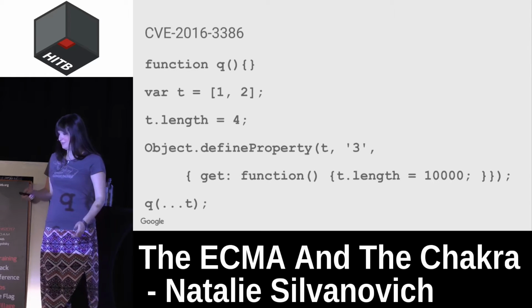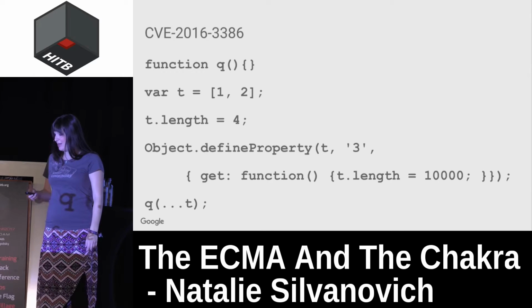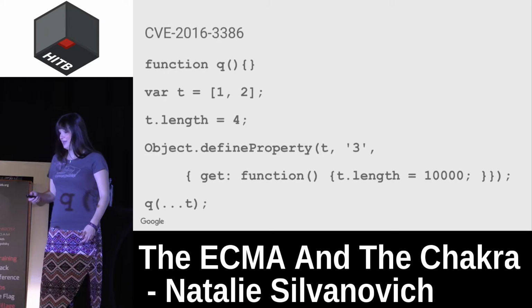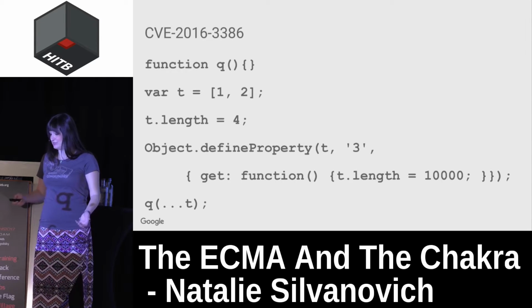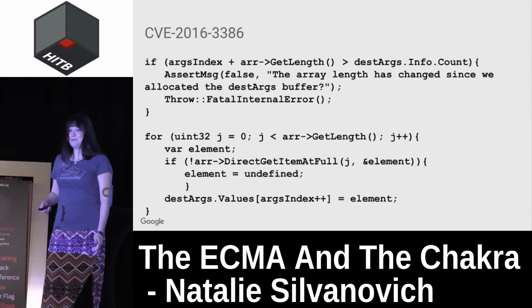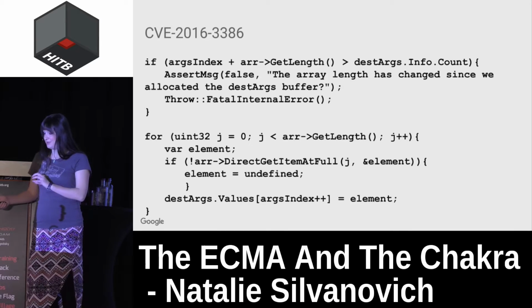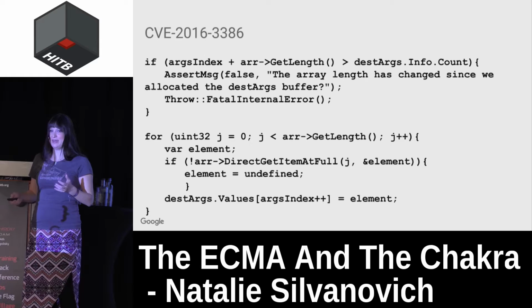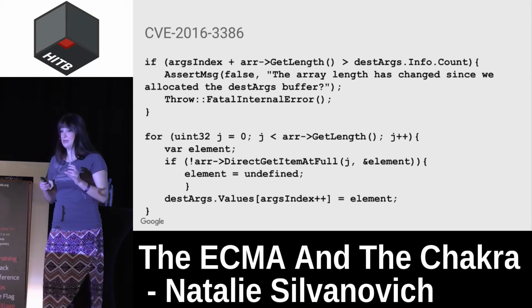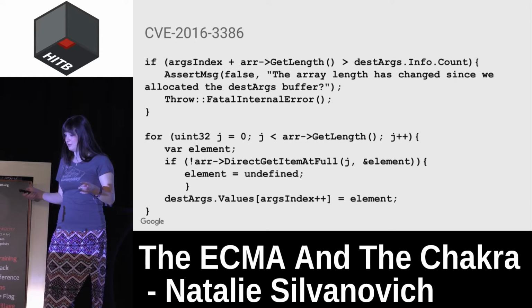So in this case, I create an array, and then once again, I add a getter to it, on index 3, and then this changes the length. And then I call the spread operator. And what happens here? If you look at the code, they kind of try and check for this situation. Right up front, they say, are the arguments that I'm copying too big for the array I'm copying them into? And if so, just throw a fatal error.